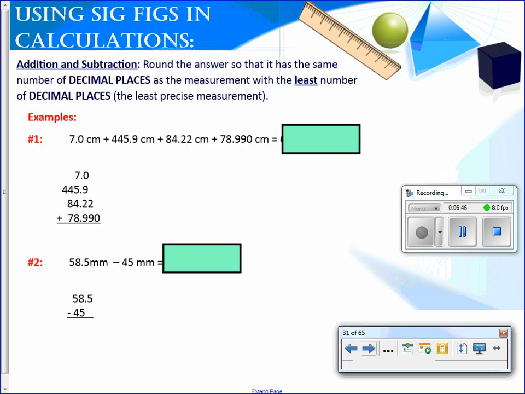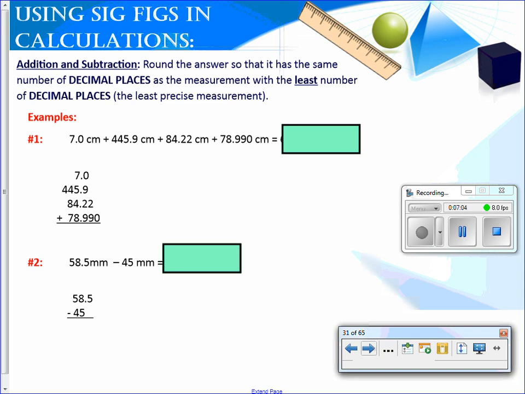Addition and subtraction. So once you've practiced how to count the number of significant figures, then we have to do math with them. And there's different rules whether you're adding or subtracting or you're multiplying and dividing. And you need to pay special attention to these rules because we will use them throughout chemistry.